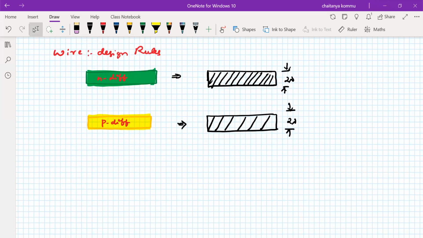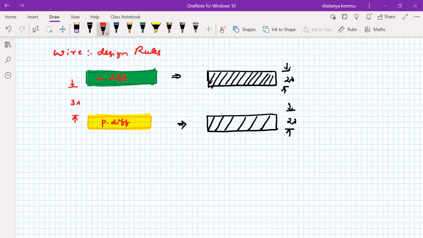Now, what is the distance between these two colors? What is the minimum distance that we have to maintain between them? For example, one diffusion is going upwards, another diffusion is going in this direction. Because these are the two conducting plates, N diffusion and P diffusion, whenever they are very near to each other, capacitance will form between them. But our requirement is not like that. Both must be maintained at some distance, right? So what is the minimum distance we should maintain? Minimum 3 lambda we have to maintain.